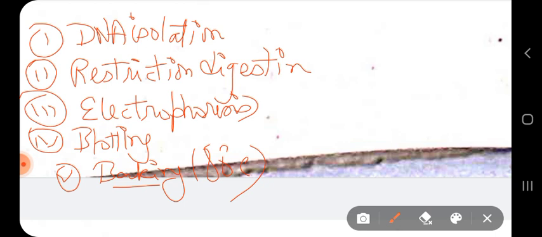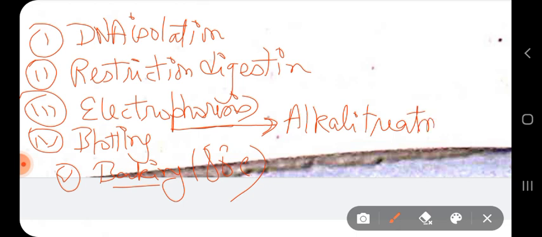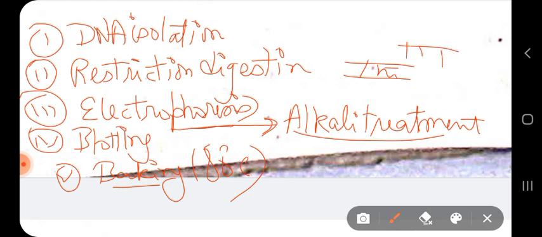Okay, I have made a mistake, a simple small mistake. Just after electrophoresis, before blotting, we have to treat the DNA with a mild alkali solution. So we have to do an alkali treatment also, so that the double stranded DNA becomes separated to form single stranded DNA. For denaturation we do this technique.